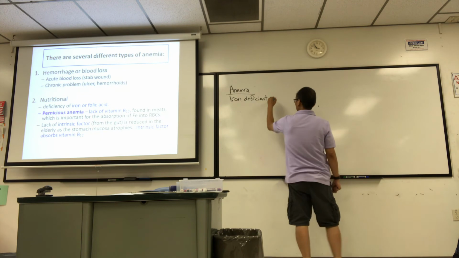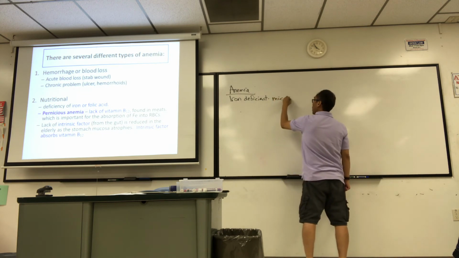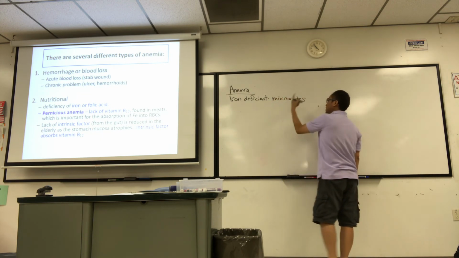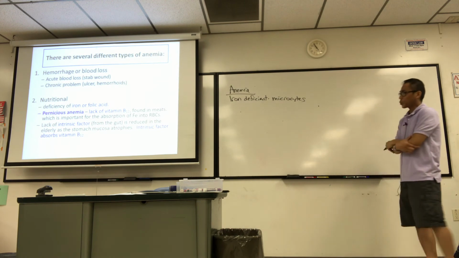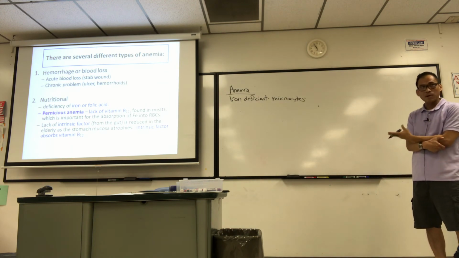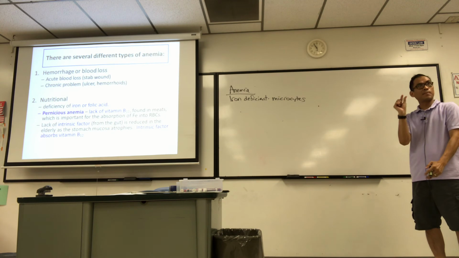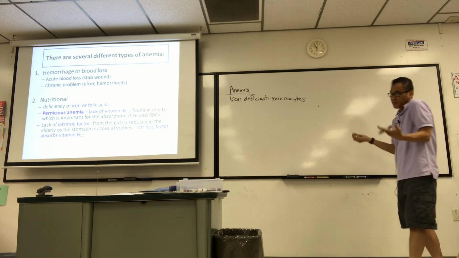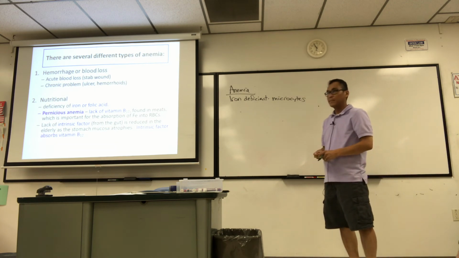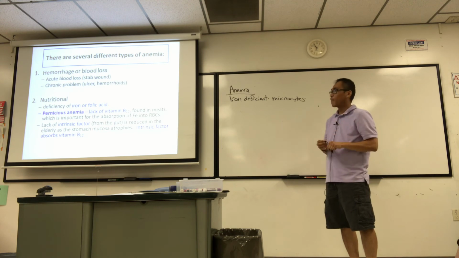You may notice something called microcytes. That's basically a term used for, as the term implies, very, very small cells. RBCs are already small. These are smaller because they're not carrying very much hemoglobin, so they're just very small.